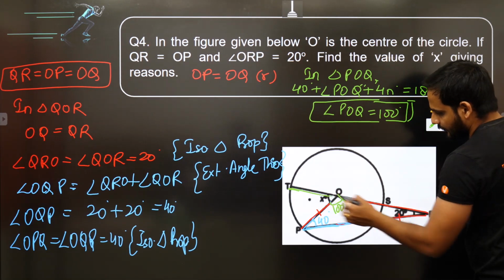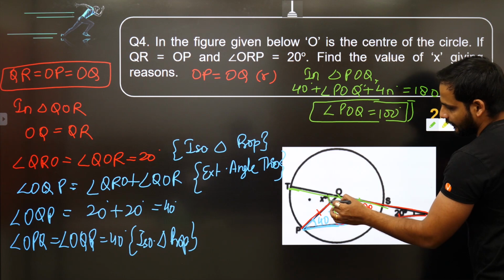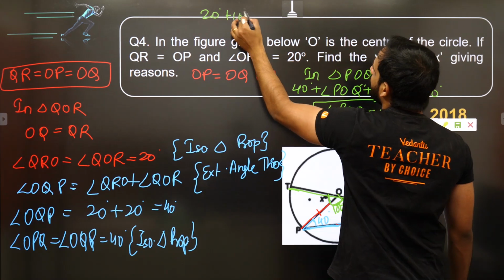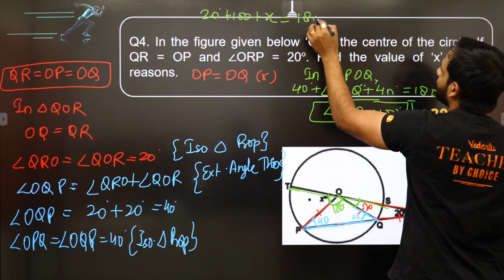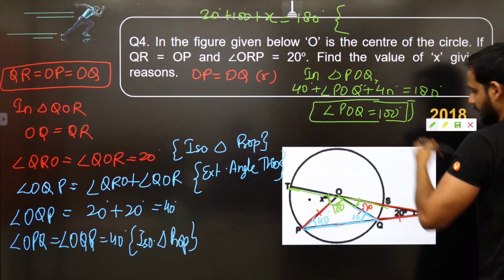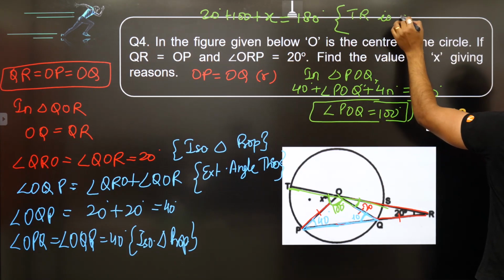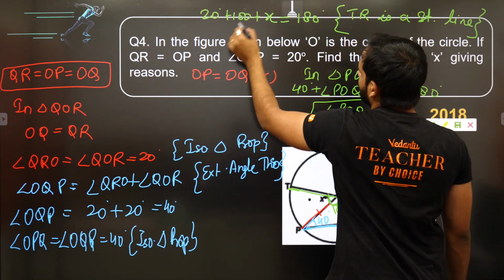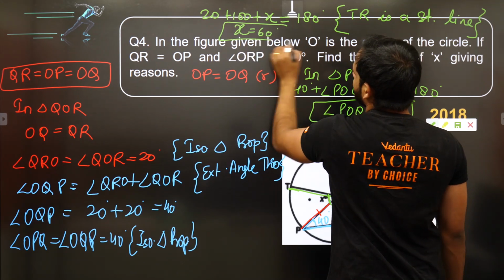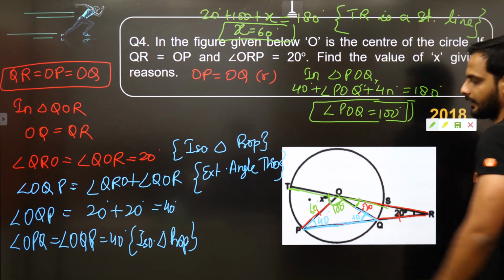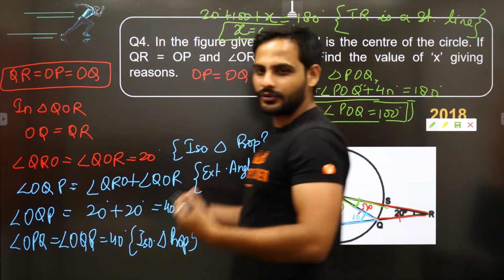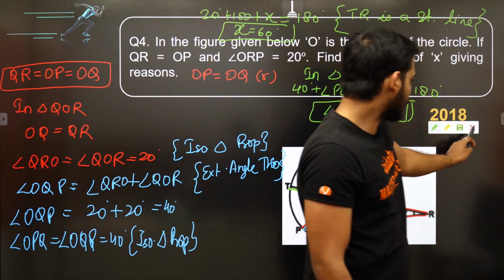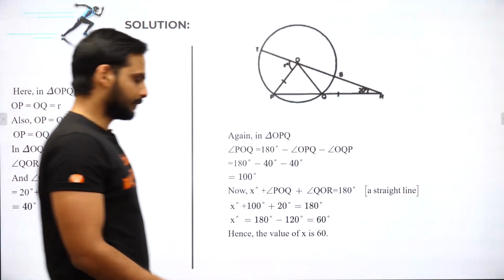Now beta, see, this is a straight line. So I can say 20 plus 100 plus x should be equal to 180 degrees. And the reason is what? TR is a straight line. So 180 minus 120, x is equal to 60. So the value of x is 60 degrees. This is how you analyze the question: go through it, think about it properly, and definitely you will get the answer. There is no chance that you are not going to get the answer.